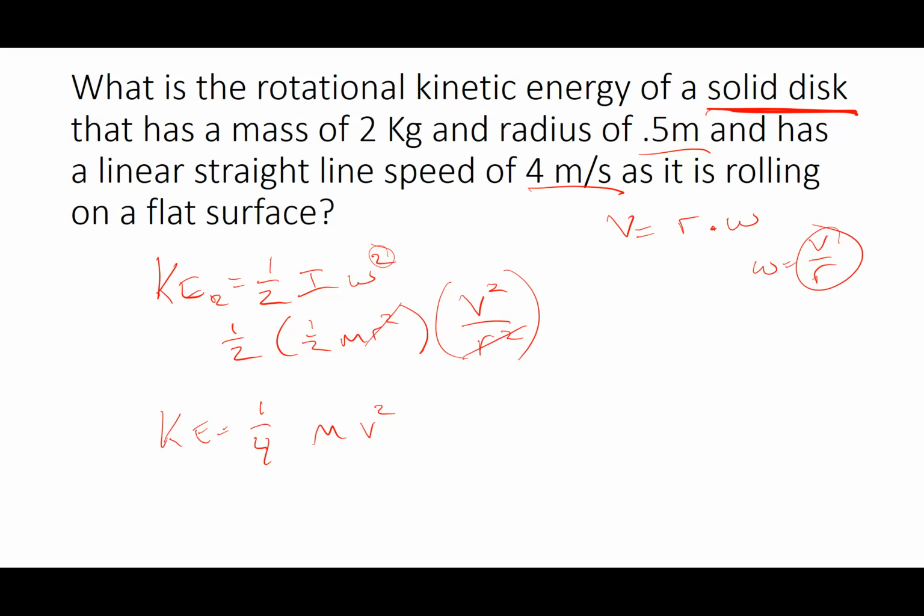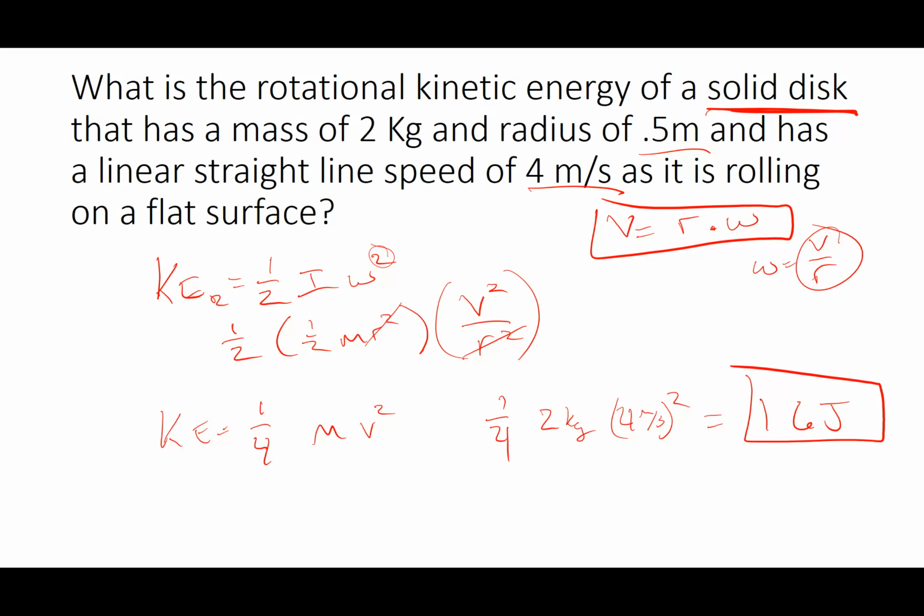All right, making things easy on us. So 1/4 of a 2 kilogram mass times the velocity of 4 meters per second. The velocity still gets squared. And when you put that all together, it's just 16 joules. Not a whole lot going on there. But it's just a different way that you can solve for rotational kinetic energy if you're not given rotational speed. So you just have to know v equals r omega, and you can solve in a lot of different ways. All right, that's it for today.